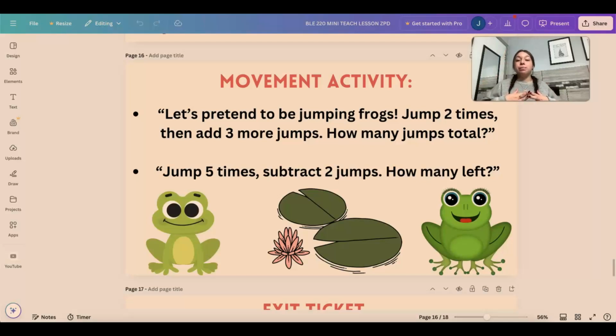So it says jump 2 times, then add 3 more jumps. How many jumps total? Okay, so let's go ahead and demonstrate that out now. Okay, so it says jump 2 times, 1, 2, then add 3 more jumps. 1, 2, 3. Perfect. Can somebody tell me how many jumps we did in total? Ooh, nice job using your fingers to help you remember. Okay, yeah, so we did 2 to begin with, and then we added 3. So we have 5 jumps total. Good job, everybody. All right, last one.